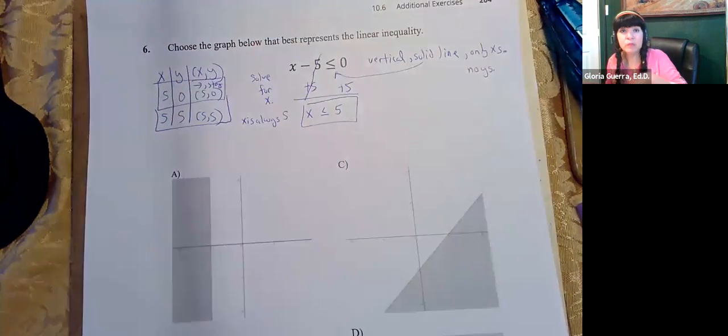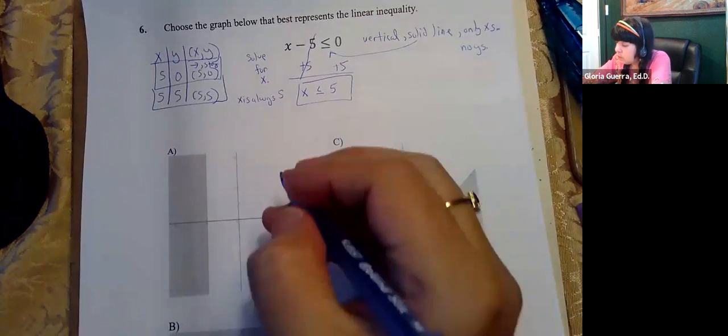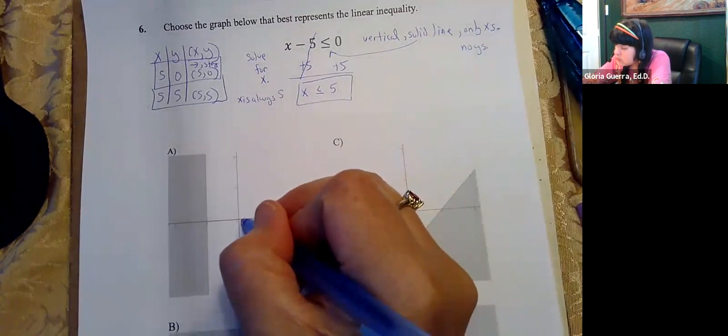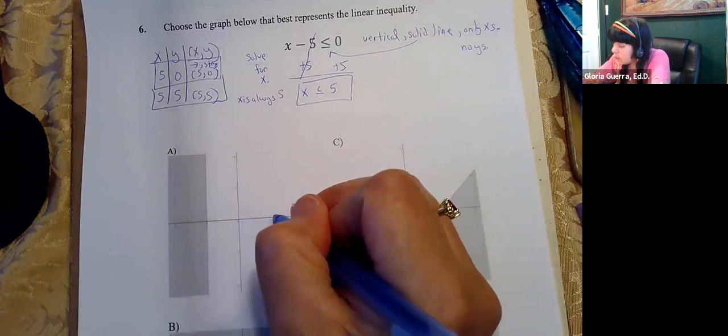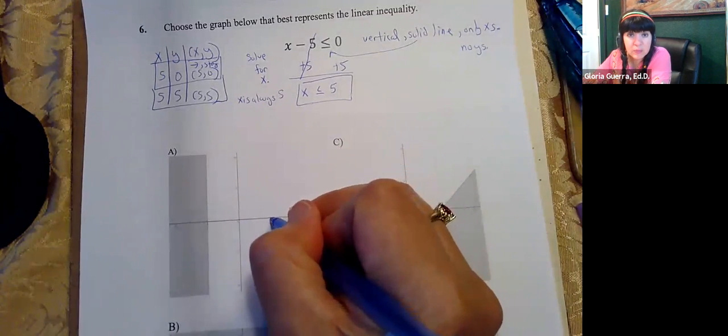Okay, so if we try to plot this, 5, 0 says go to the right and then stay. So let's see if we have that on A. A says go to the right 5 and then stay. So I guess that's about right there.